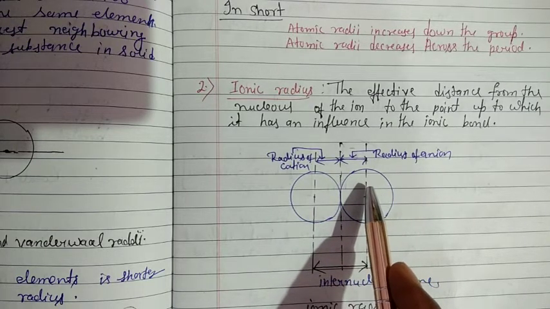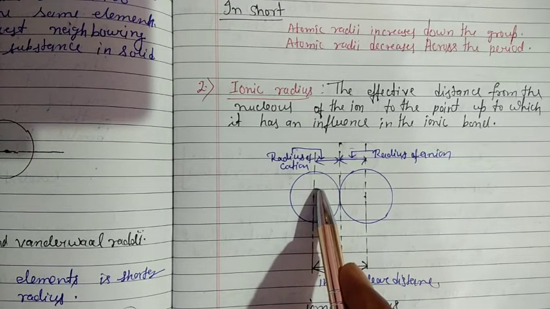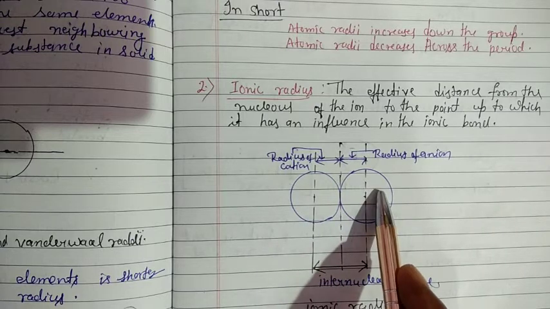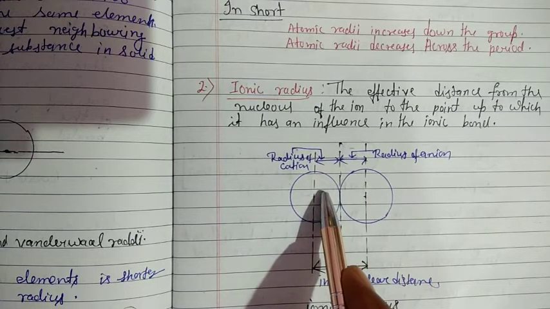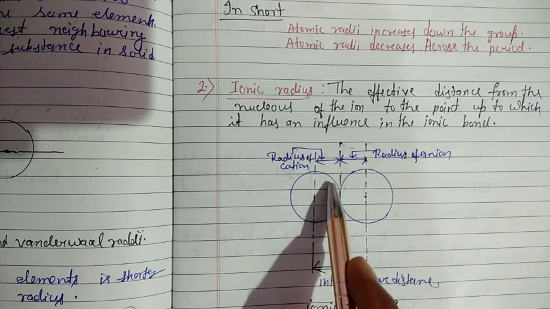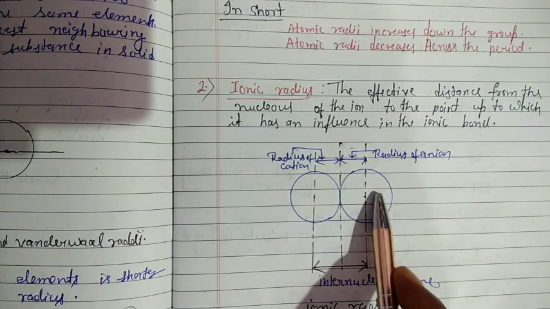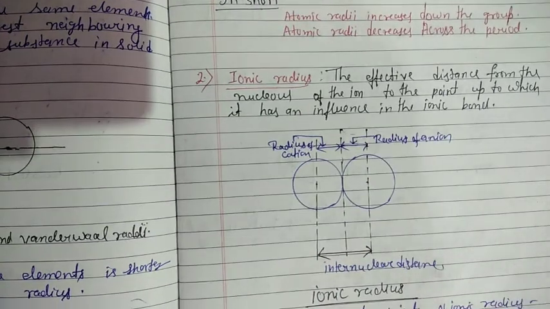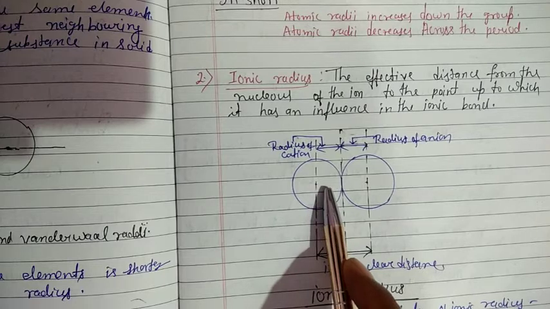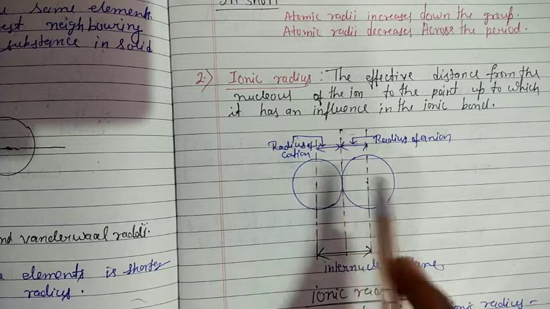Any element that loses its electron, its size decreases, and on gain of electron, its size increases. So this atom is small and this one is greater. Why? Because one has lost electrons and the other has gained electrons. So there is an internuclear distance between the two atoms, one is a cation and one is an anion.